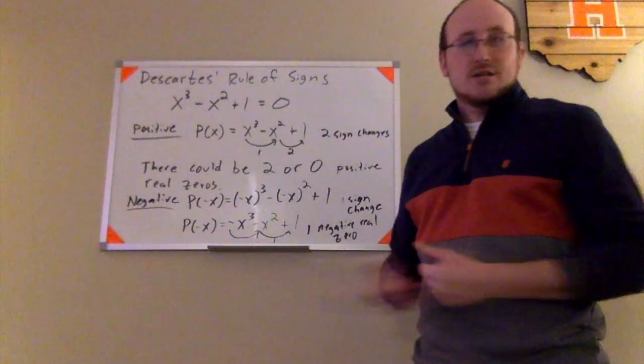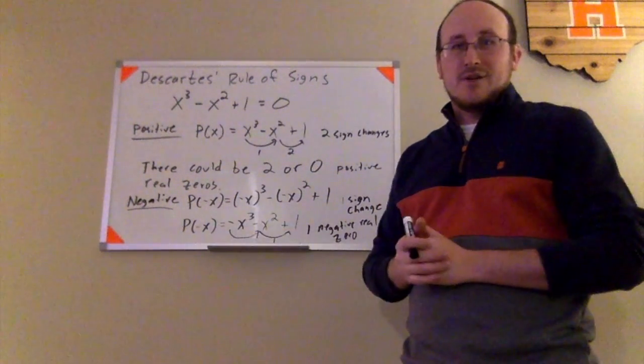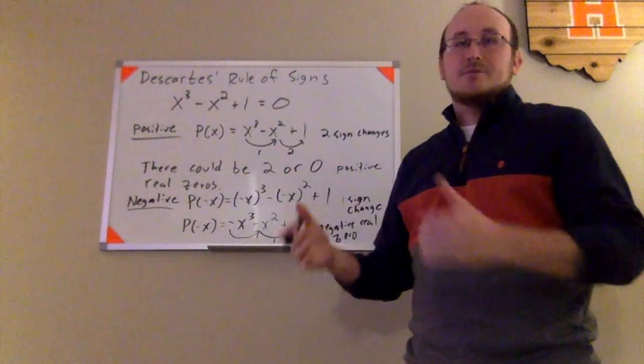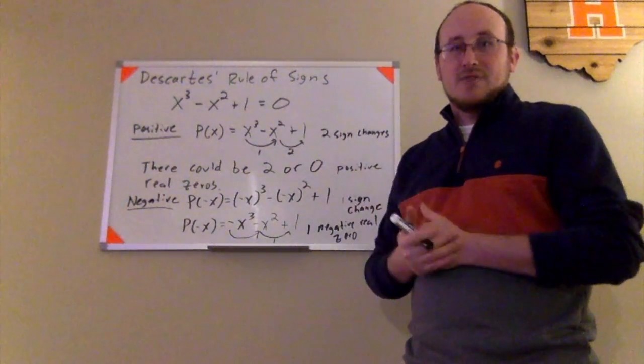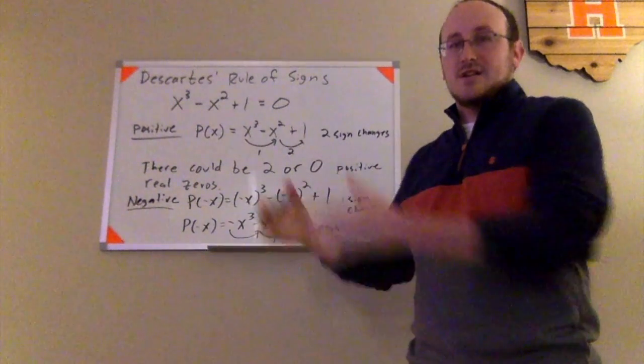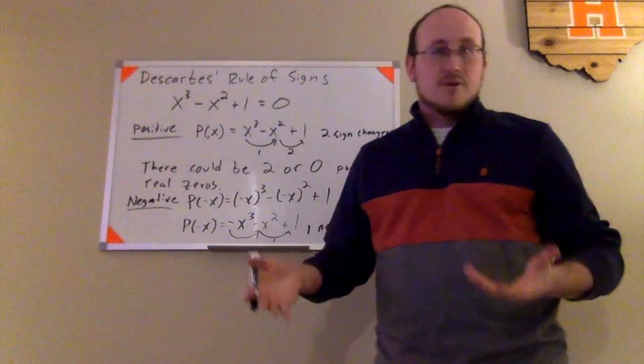And then again, look at the sign changes after you've done all that, replacing x with negative x. Count up your sign changes. That'll tell you what the maximum number of negative real zeros could be. And then again, decrease them by even numbers to give you your other options.